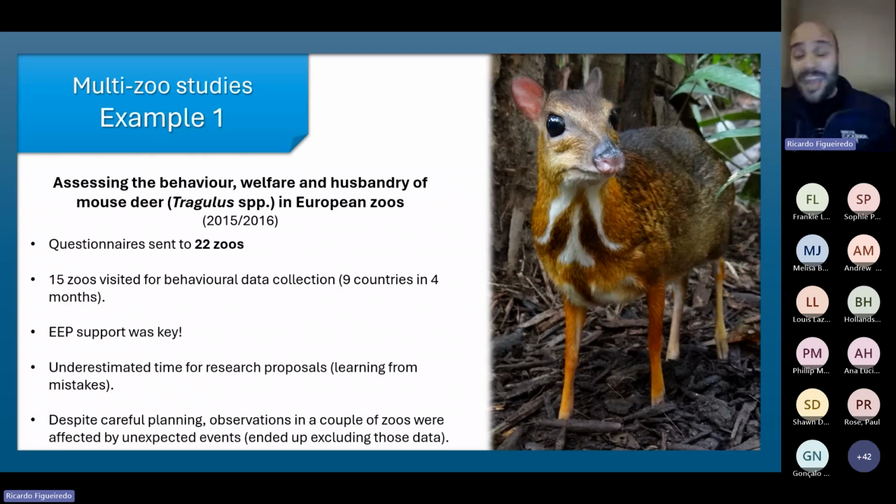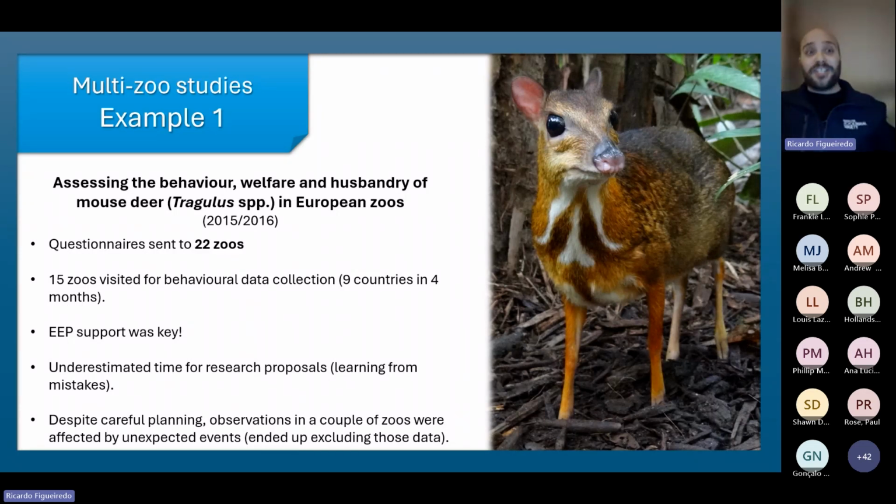Something that I may not have done so well, that I underestimated at the time, was the time needed for research proposals. And that's something I definitely learned from my mistake. So even though I had the support of the EP, I still had to send research proposals to the zoos that requested them. And those research proposals, even with the support of the EP, still had to be reviewed by the zoos. And like I said, this can be a lengthy process, and rightfully so. The zoos are busy. They want to make sure it's a worthy research project to engage with.